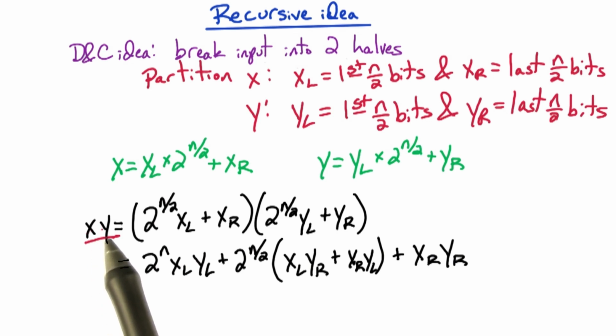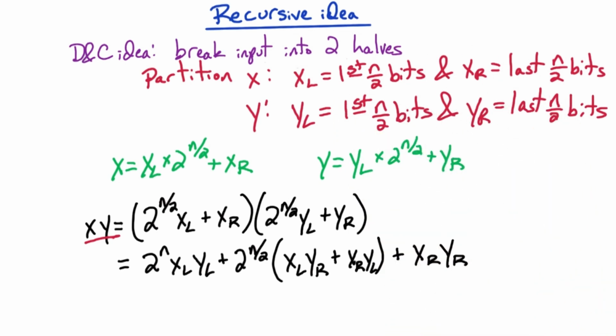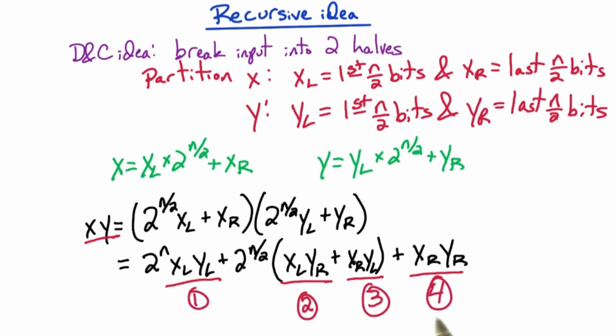Now recall, x and y are both n-bit numbers, so we're trying to compute the product of these two n-bit numbers. What we can recursively do is compute the product of two n over 2-bit numbers. Well, we have 4 n over 2-bit numbers over here, so we can compute the product of any pair of them. For example, we can recursively compute the product of xl and yl, xl and yr, xr and yl, and xr and yr. These are four products of n over 2-bit numbers, which we can recursively compute. This gives us a natural recursive algorithm for computing the product of x times y. Let's go ahead and detail that algorithm to make sure everybody follows what we've done so far, and then we can try and improve on that algorithm.